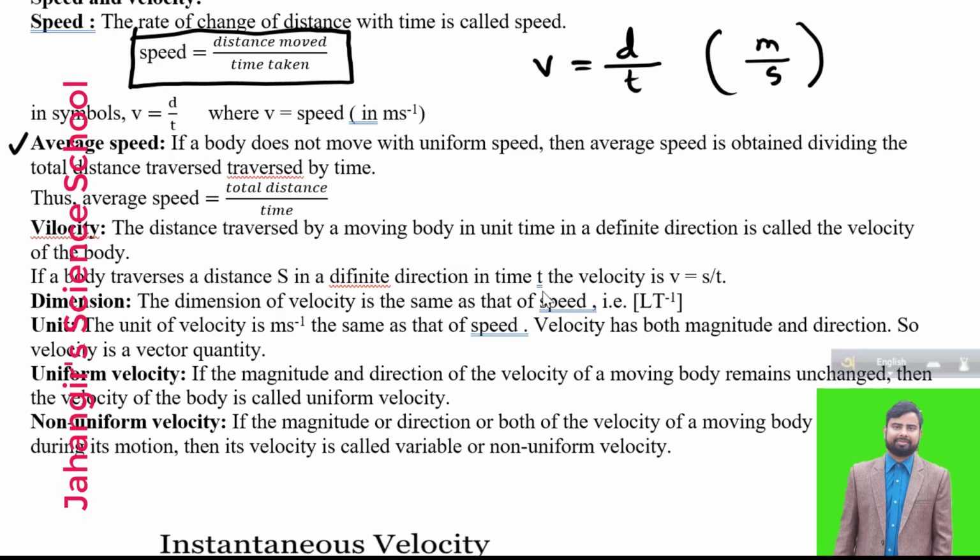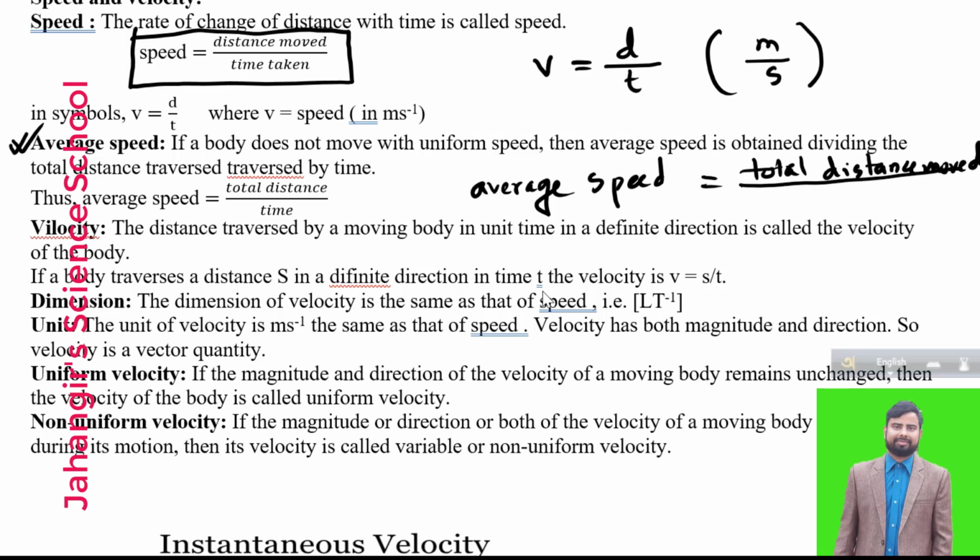Now most important, average speed. If a body does not move with uniform speed, then the average speed is obtained by dividing the total distance traversed by time. So average speed equals total distance moved divided by time taken. The unit is the same, meter per second.